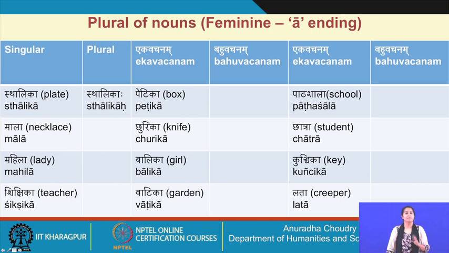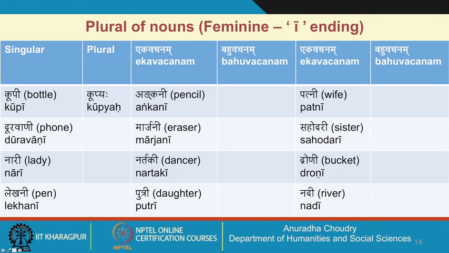You're really getting a hang of it, I'm sure by now. So a female student is chhatra, chhatraha. Kunchika, kunchikaha. Lata, lataha. Excellent. Uttamam. Now, moving on.